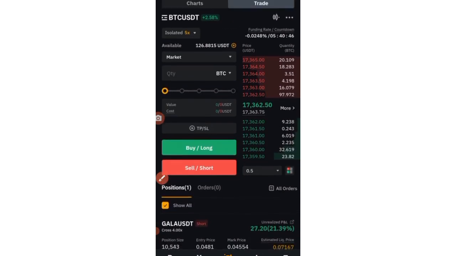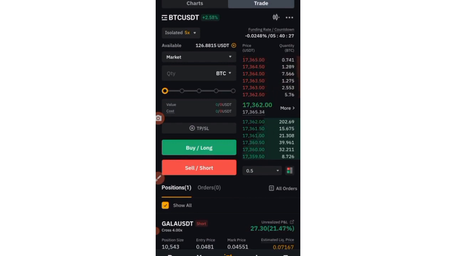But if you use cross, if the trade goes against you, the loss will also affect your other money. So that's why I always tell students to focus on isolated. But when I get to the risk management class, I'm going to talk more on that. So we have our isolated, we have our 5x.